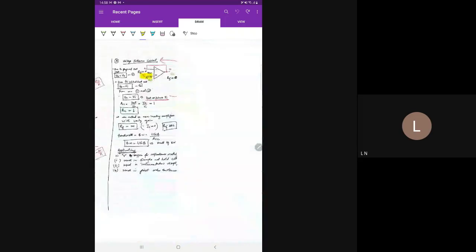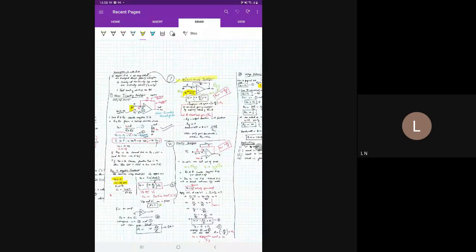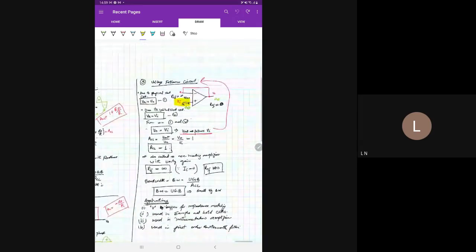So now we have taken two examples of negative feedback. One is the non-inverting amplifier using an operational amplifier, then we took the inverting amplifier using an operational amplifier. The third example would be the voltage follower circuit using an op amp.